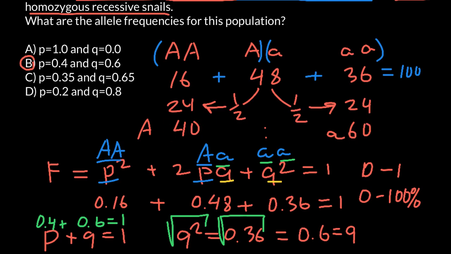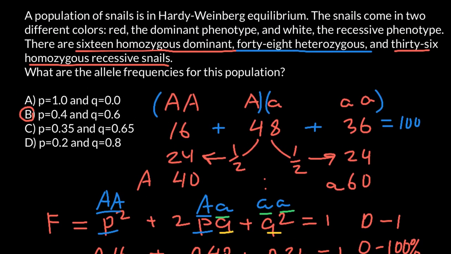So, as you see, it is very easy to calculate frequency of the alleles in the population for one particular locus. And this is all for today.